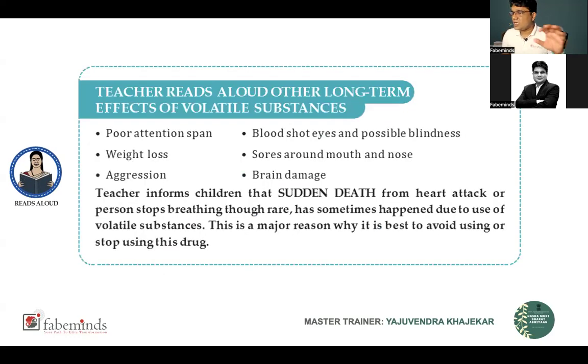The teacher reads aloud other long-term effects of volatile substances like poor attention span, weight loss, aggression, bloodshot eyes, and possible blindness as well, sores around mouth and nose, brain damage. The teacher informs students that sudden death from heart attack or the person stopping breathing, though rare, has sometimes happened due to use of volatile substances. So this is a major reason why it is best to avoid using or stop using this drug.